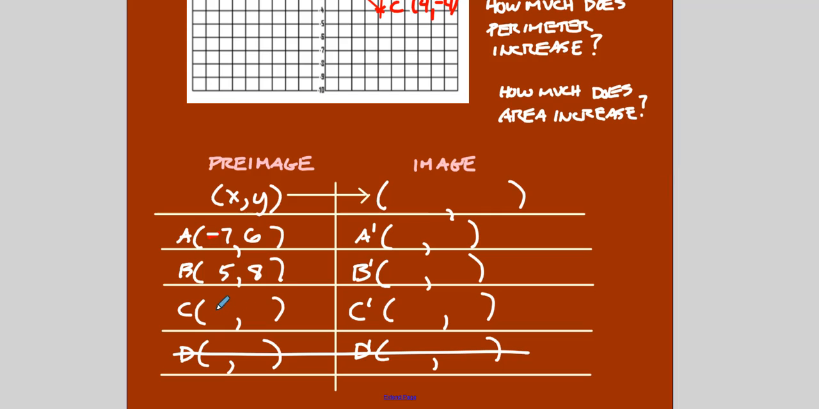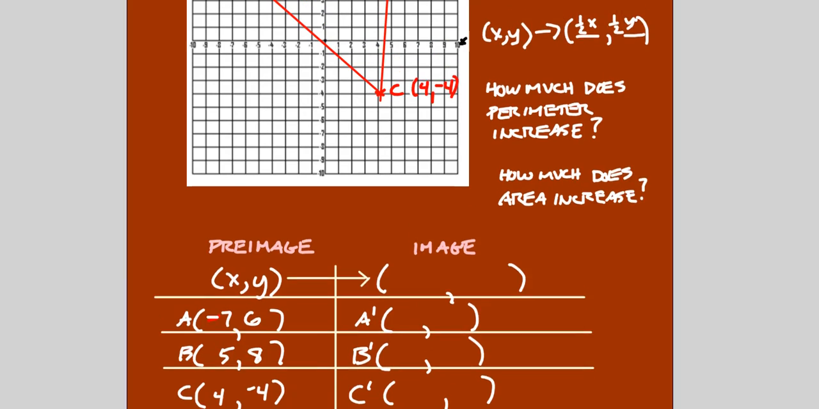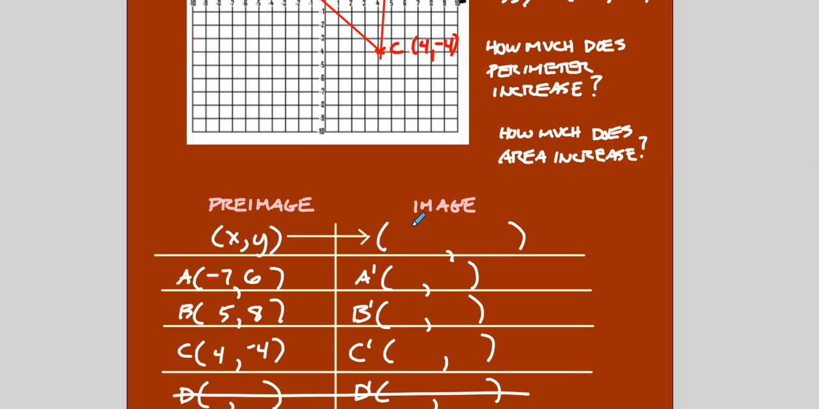And C is 4, -4. So our pre-image to image rule here is going to be 1/2 x, 1/2 y. So I take half of -7, that's -3.5, which is -7 halves. Half of 6 is 3. Half of 5 is 2.5, or 5 halves, and half of 8 is 4. Half of 4 is 2, half of -4 is -2.